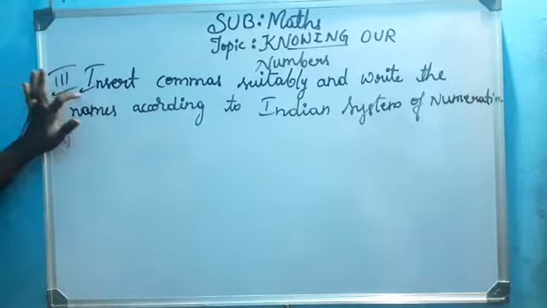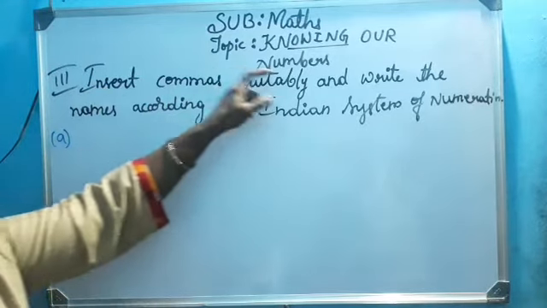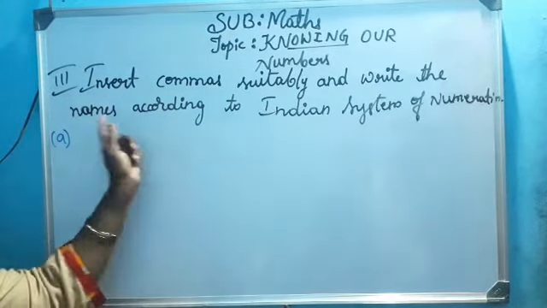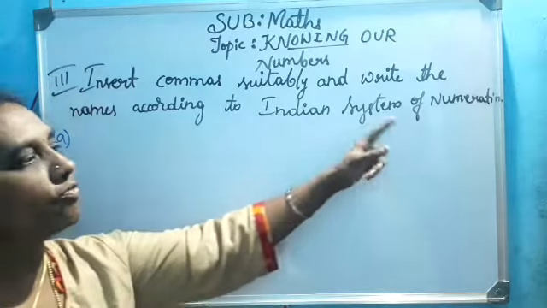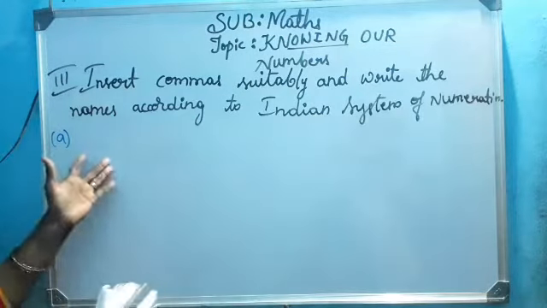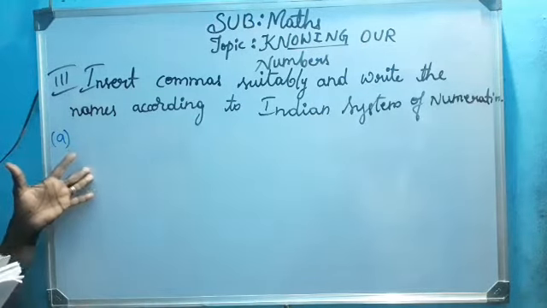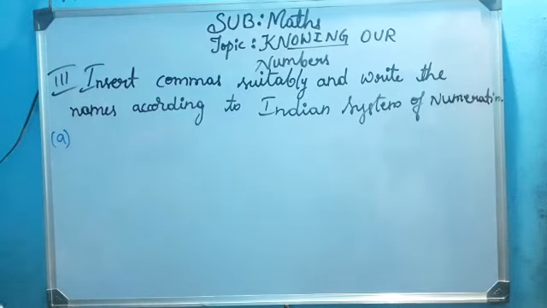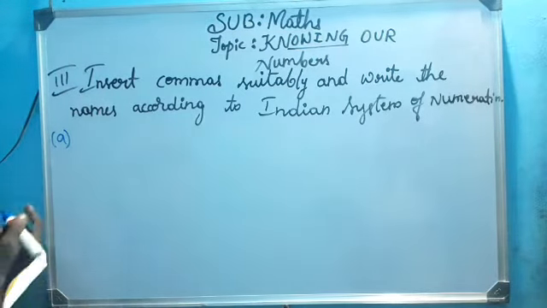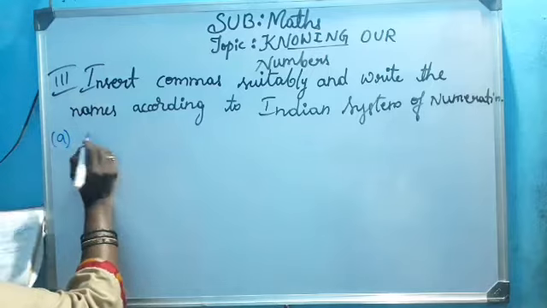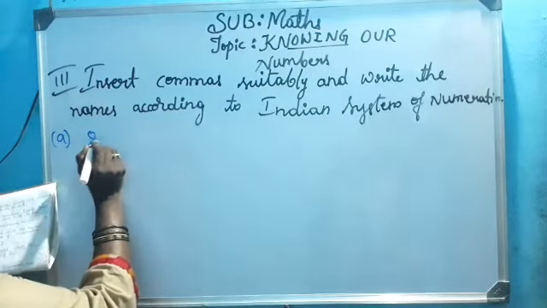The next main: insert commas suitably and write the names according to the Indian system of numeration. Here, children, we write in the Indian number system. You know the Indian place value table, no? So like that you should write the numbers in words.